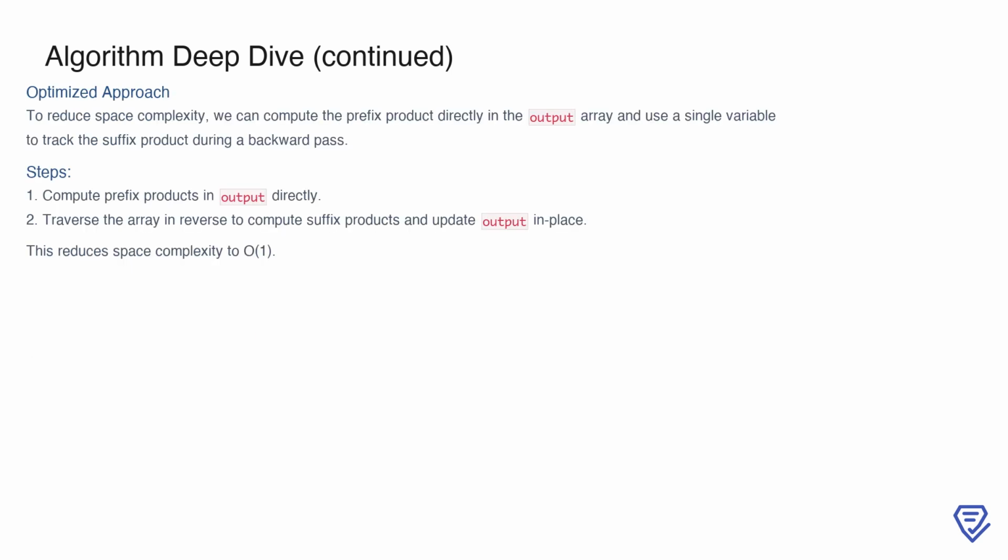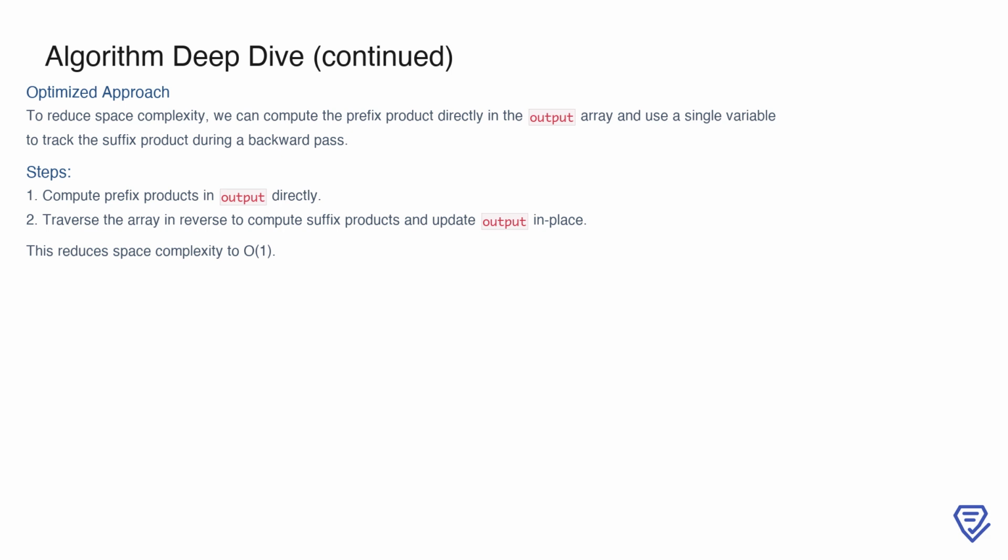To further optimize the algorithm, we can eliminate the need for separate prefix and suffix arrays altogether. Instead, we compute the prefix products directly in the output array during the first pass. Then, during a second pass, we traverse the array in reverse to calculate the suffix products while updating the output array in place. This approach maintains the same time complexity of O(n), but reduces the space complexity to O(1), as we no longer need additional arrays to store intermediate results. By leveraging this optimization, we make the solution not only efficient but also more space-conscious, which is especially beneficial for larger input arrays.